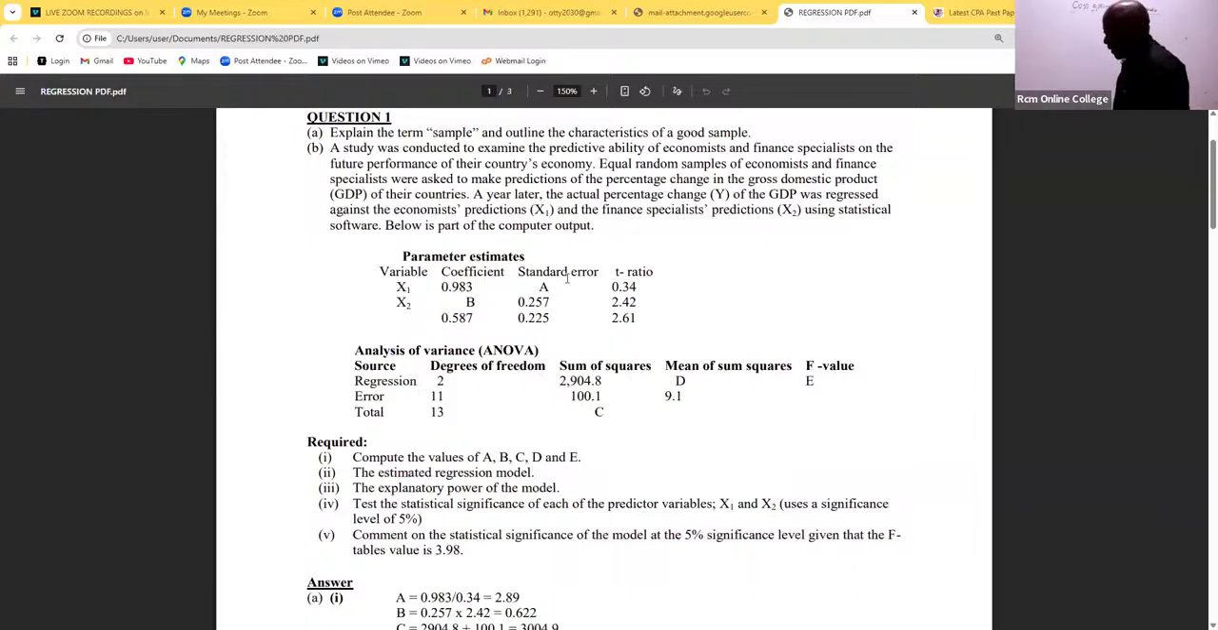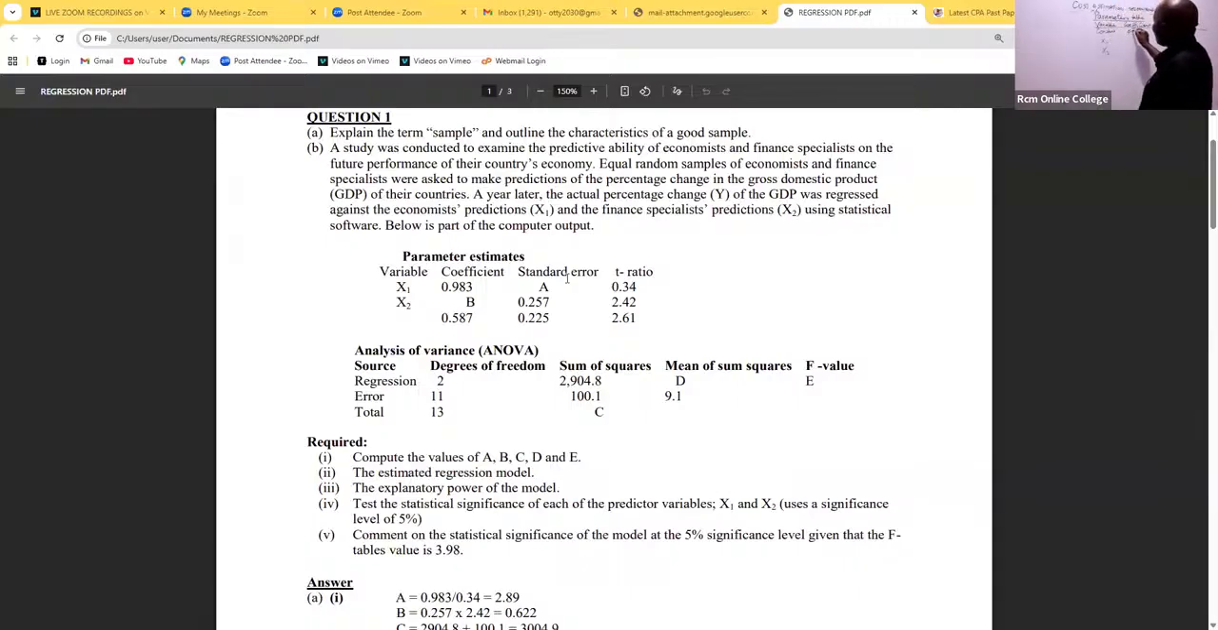So we have here the parameters table. I have the variable, I have a coefficient, I have the standard error, and we have the T ratio. Constant is what was missing, and then now we have x1 and x2. Just allow me to finish copying this down.